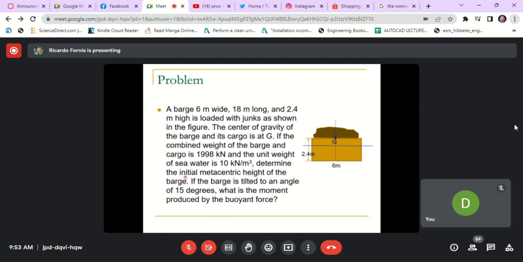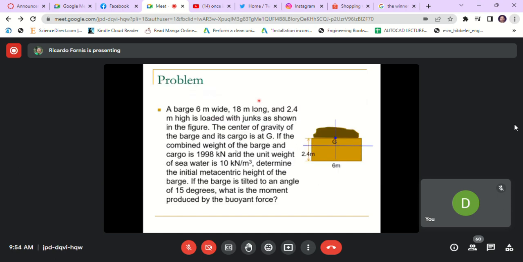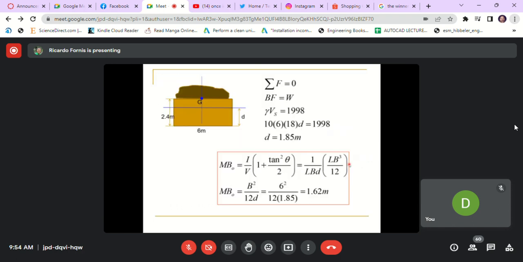So take note of the term initial. If the barge is tilted to an angle of 15 degrees, what is the maximum moment produced by the buoyant force? So we are interested in the draft, letter D. Determine the initial metacentric height. So we should be determining the draft, and as defined last time, draft means the depth of submergence.